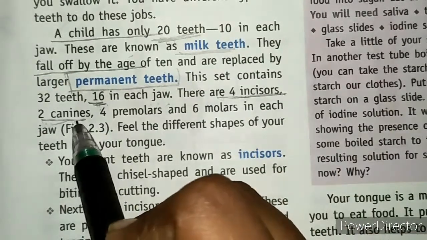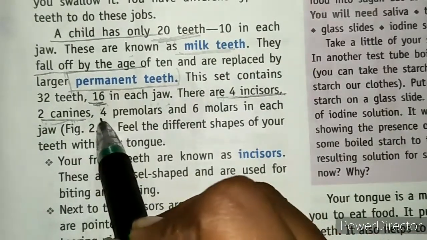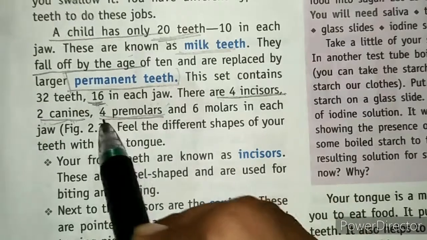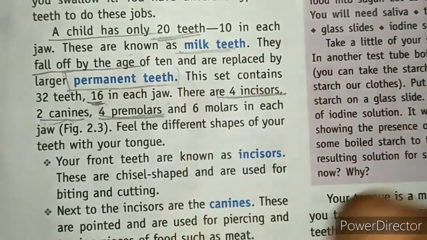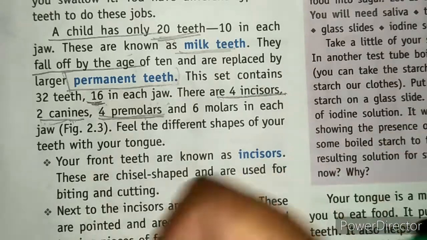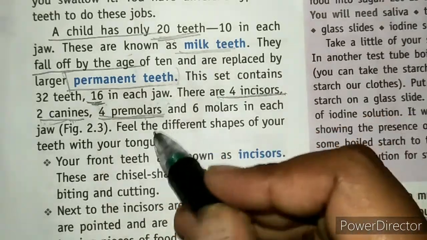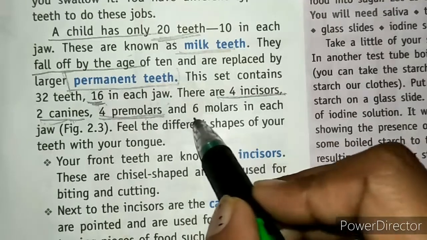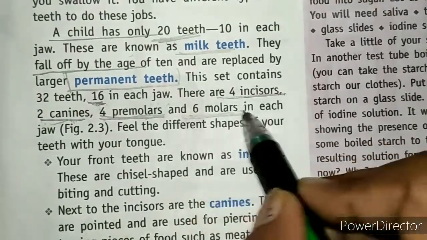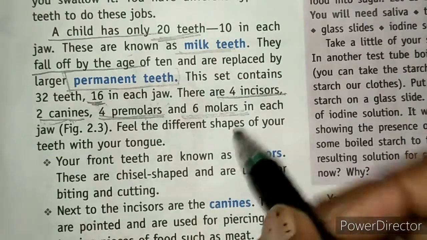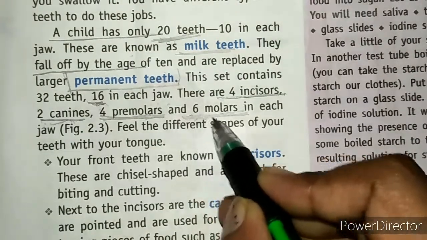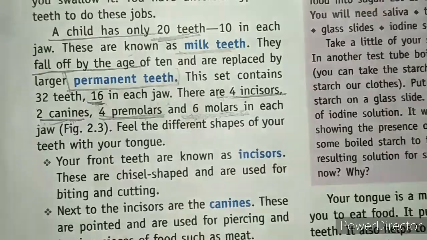Clear? So these are called tearing teeth. Afterwards we have the four premolar teeth, and these premolar teeth just help to cut or crush the food properly. Afterwards we have six molar teeth. These are the teeth at the end of the jaw, and they are mostly known as grinding teeth.